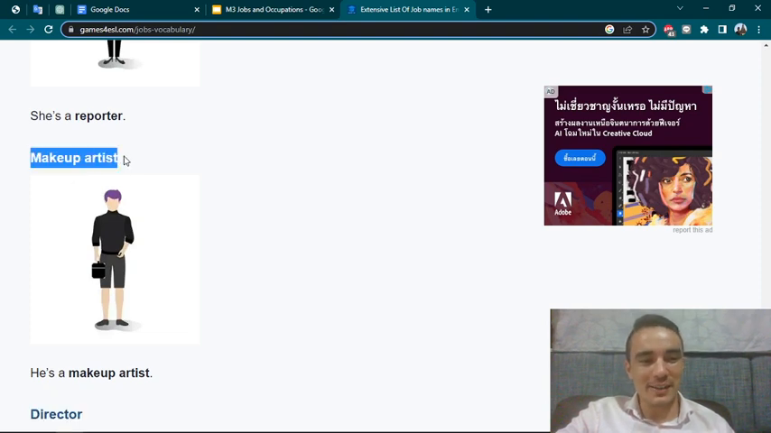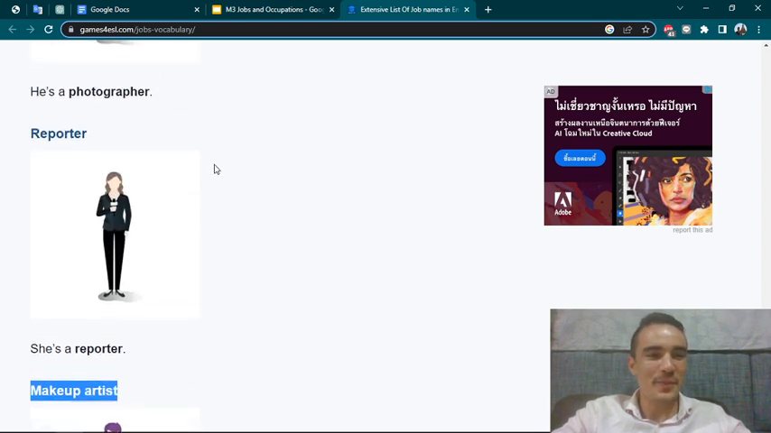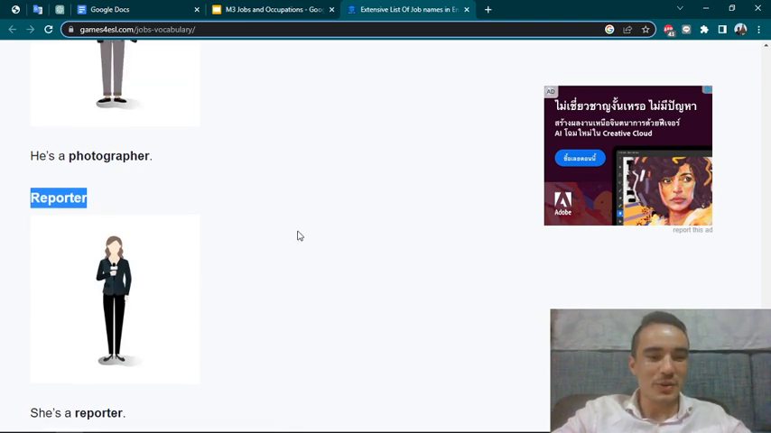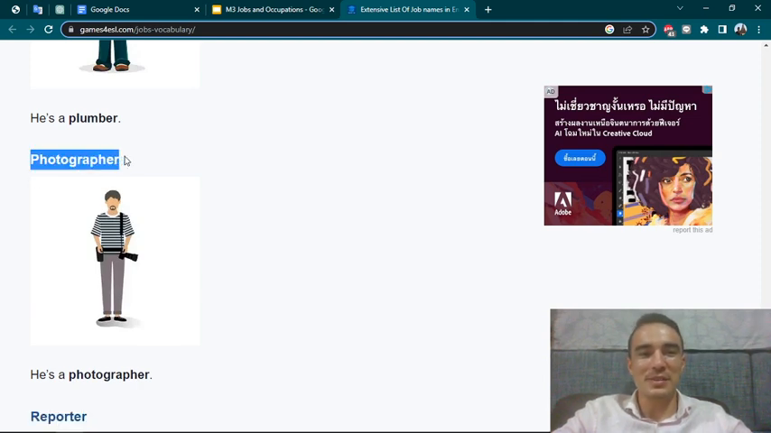And makeup artist. Makeup artist. This job is on the rise, right? If you are really good at putting makeup on other people, then you might get paid well with this job. Then reporter, right? They report news. We got photographer. If you have some photography skills, if you can take good pictures, then you might become a photographer.